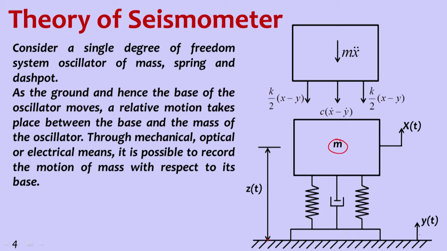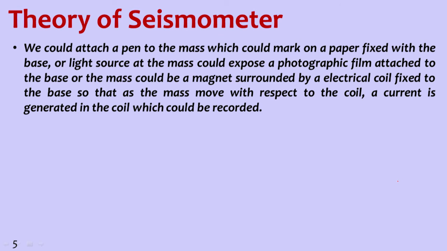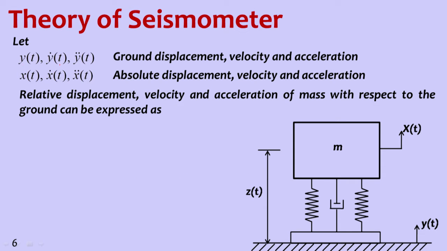So, let y be the ground displacement, which we do not know. We do not know how to measure it right now. And let x be the displacement of the mass, and z is the relative displacement between these two. So, if we draw the free body diagram, y dot and y double dot are ground velocity and ground acceleration respectively. x dot and x double dot are absolute velocity and absolute acceleration of the mass itself.